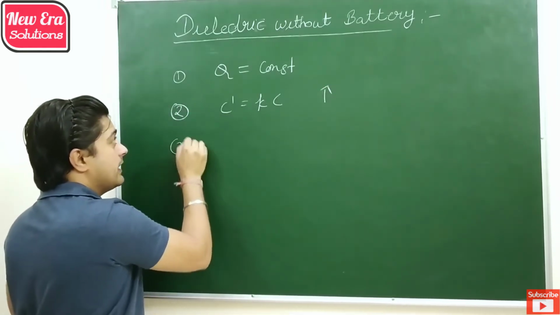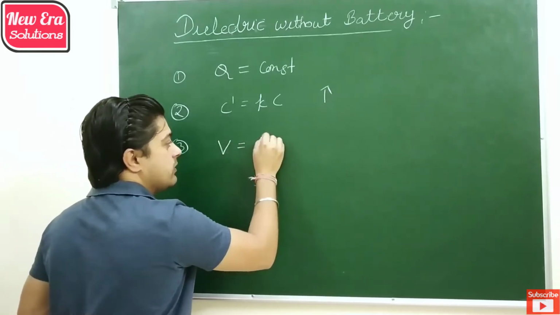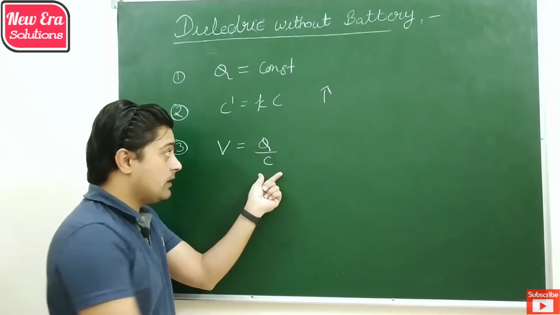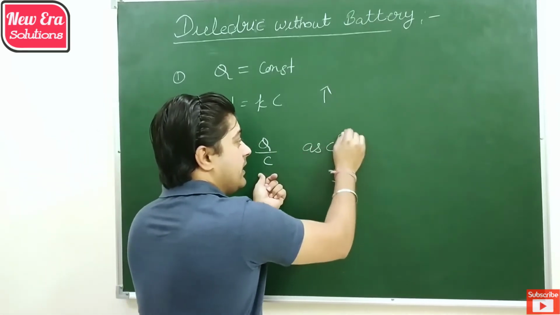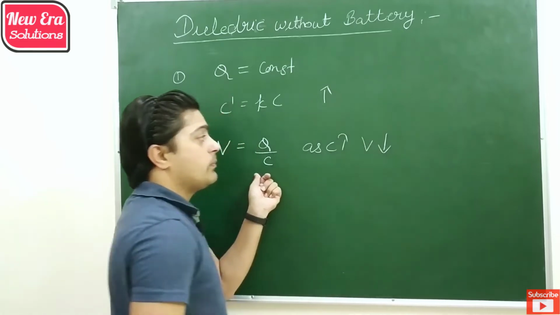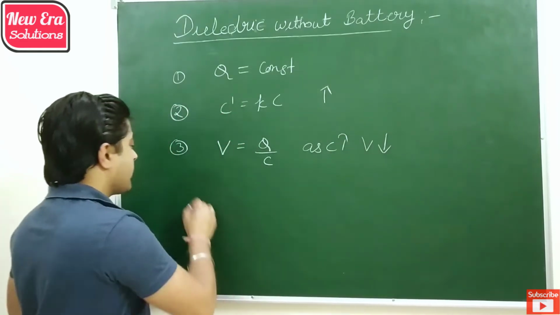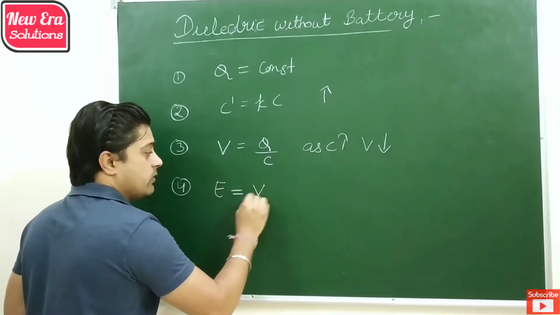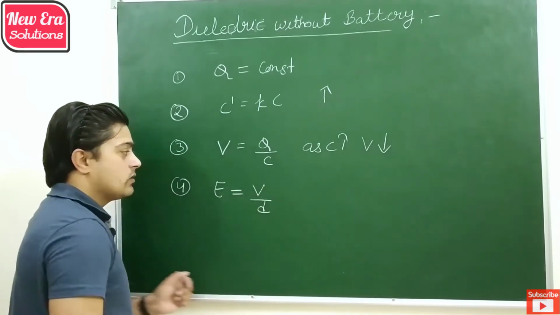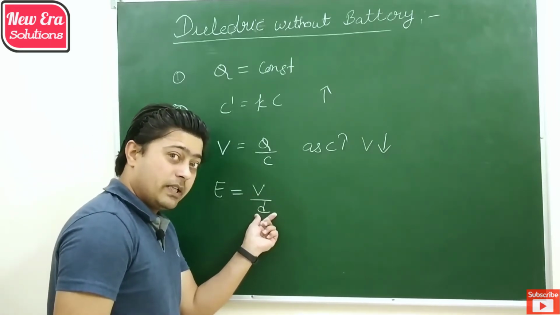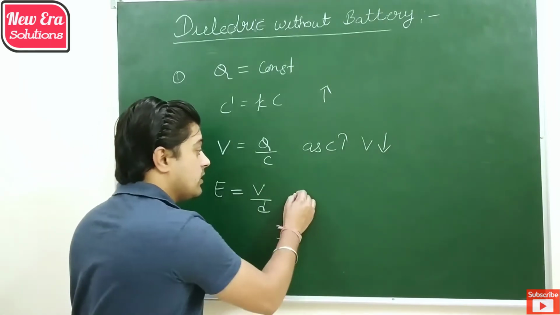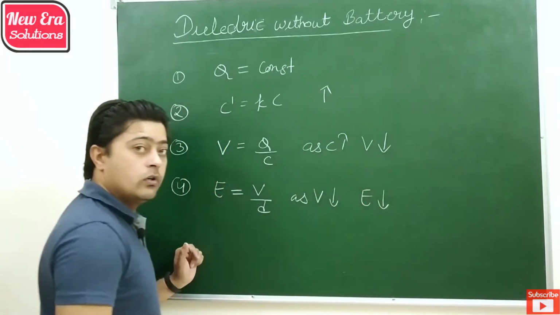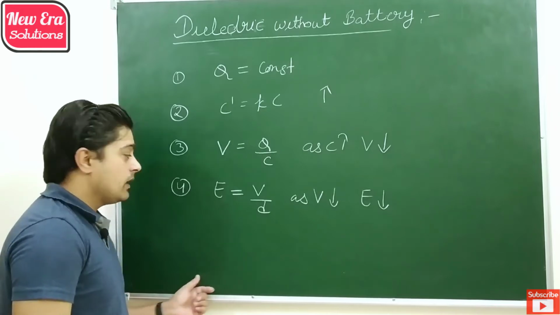The third is the potential. The potential is equal to charge stored divided by the capacitance. As the charge is constant but the capacitance increases, the potential of the plates drops. Fourth, the electric field, which is equal to V by d. The distance of the plates remains the same but the potential drops, so the electric field will also decrease between the plates of the capacitor.